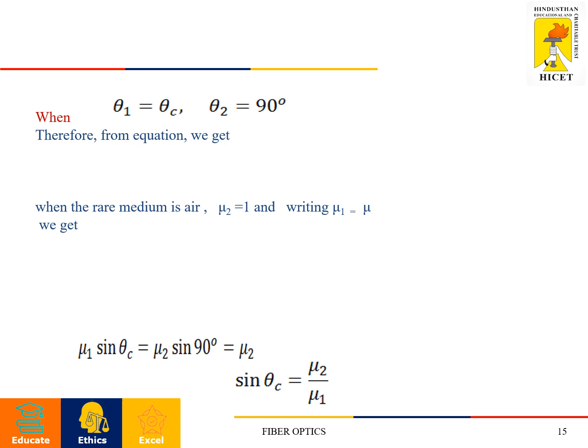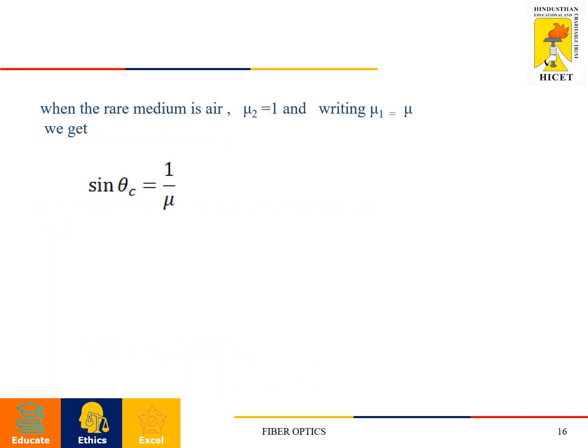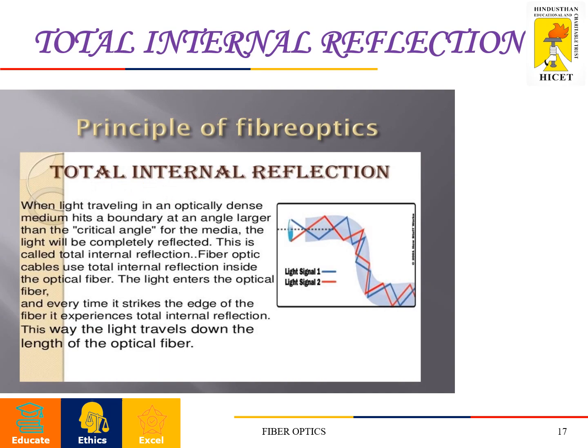Writing mu 1 equal to mu, we get mu 1 sin theta C equals mu 2 sin 90 degrees, where sin 90 equals 1. Therefore, sin theta C is equal to mu 2 by mu 1. If the rarer medium is air, mu 2 equals 1. Writing mu 1 equal to mu, we get sin theta C equals 1 by mu.